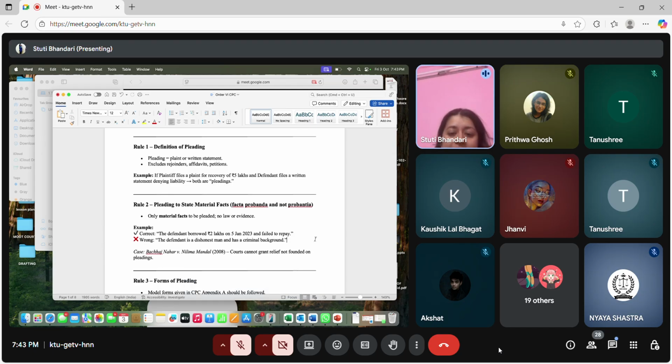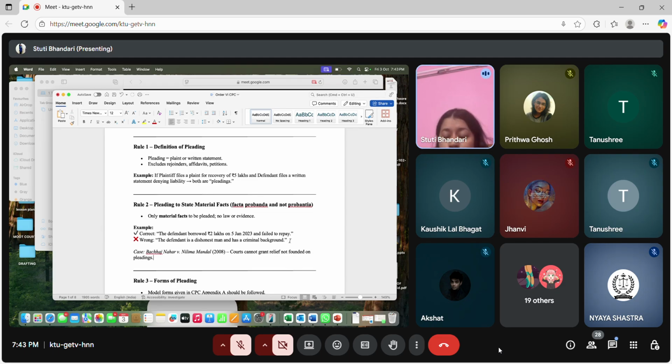As you can see on the screen, the defendant borrowed 2 lakh on 5th January 2023 and failed to repay. This is a material fact. You cannot write that the defendant was a dishonest man and has a criminal background, because this is immaterial. Even though it is evidence or a formation of his character that you are writing here, it is immaterial and you do not have to write such statements in your civil suits.